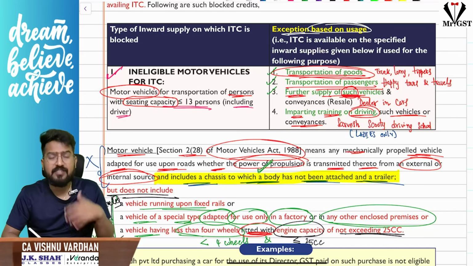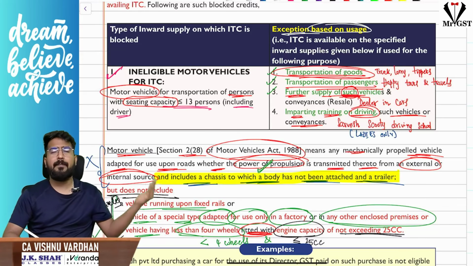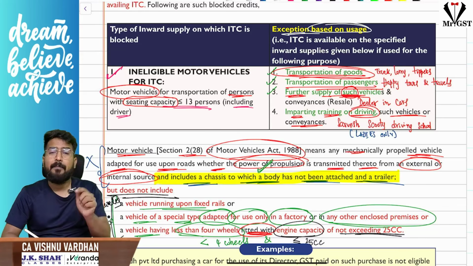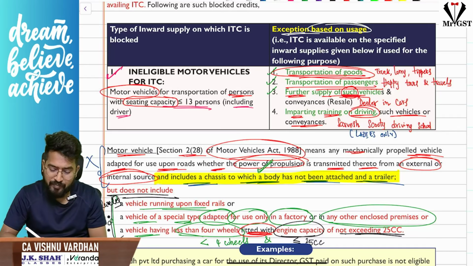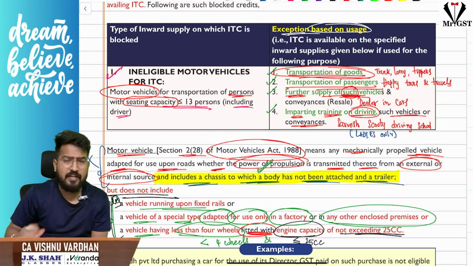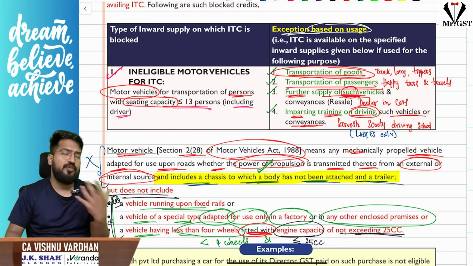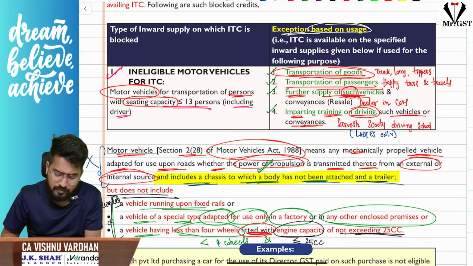Next, for further supply of such vehicles or conveyances. That means I am a dealer in Royal Enfield bikes and I am buying Royal Enfield bikes, I can take ITC. But a company buying a Royal Enfield bike for the use of a director cannot take ITC. Next, for imparting training in driving skills. Suppose you have a driving school and you are buying scooties or cars for driving schools, then you can take ITC.